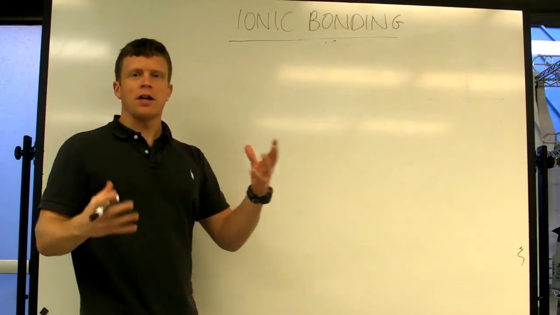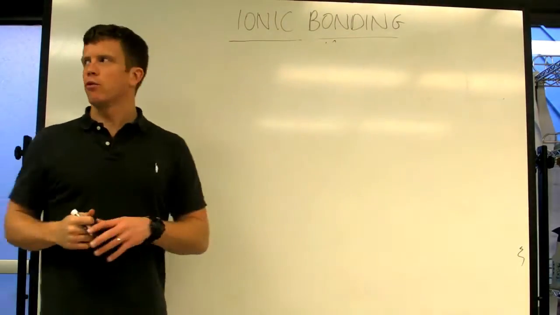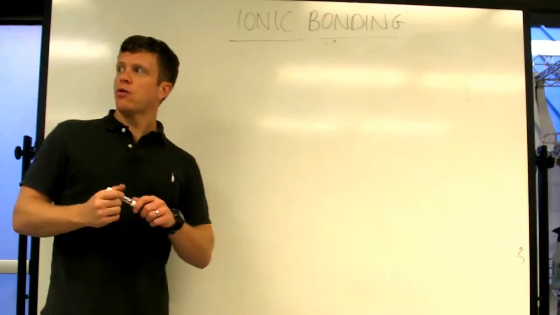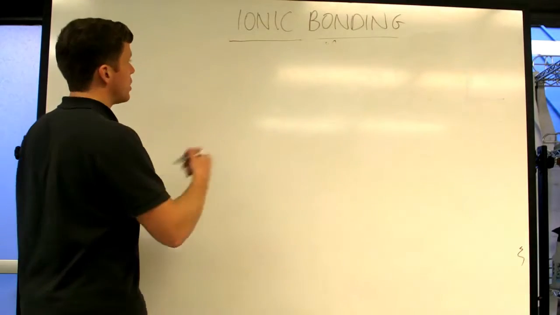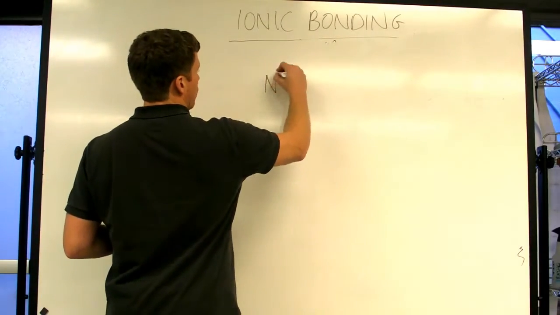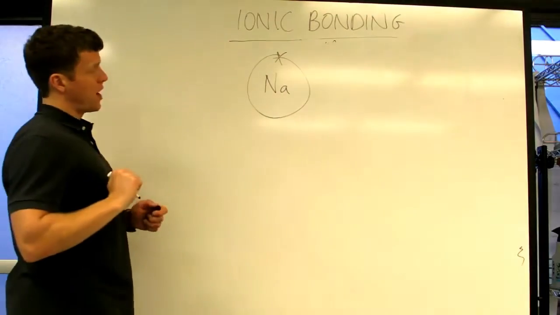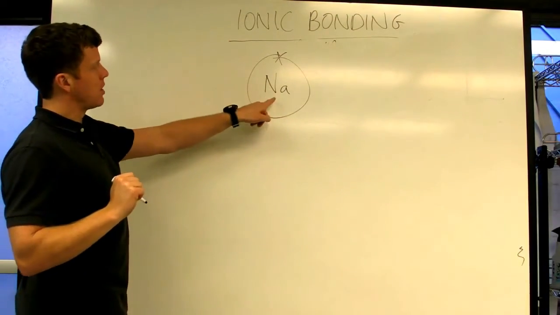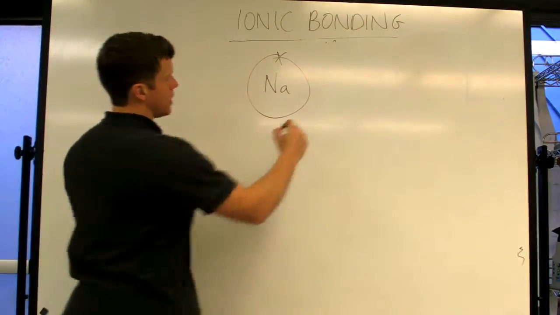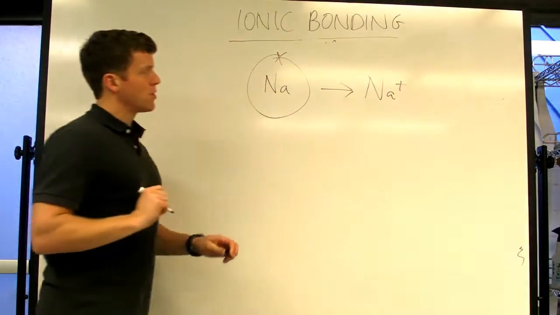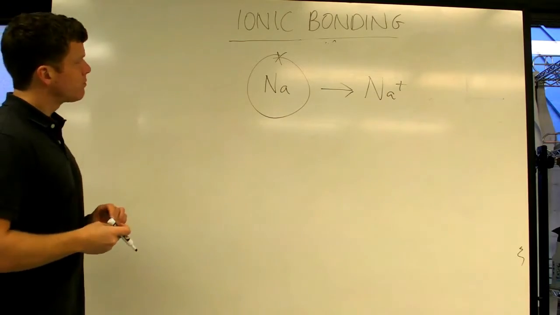So let's imagine you've got an experiment, and you take an element from group 1, so it's got 1 electron in its valence shell. Sodium is the one we're going to use. 1 electron in its valence shell, that's an atom, not an ion. If it loses that 1 electron, it becomes Na+. Same number of protons, but 1 less electron.